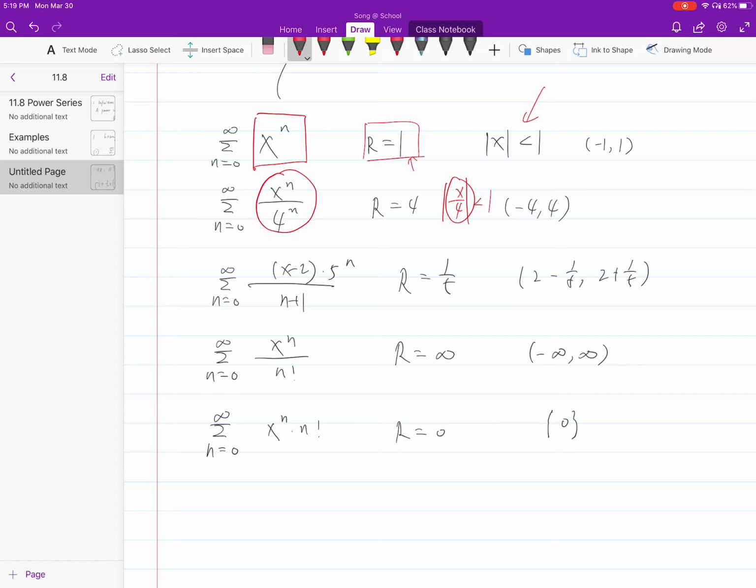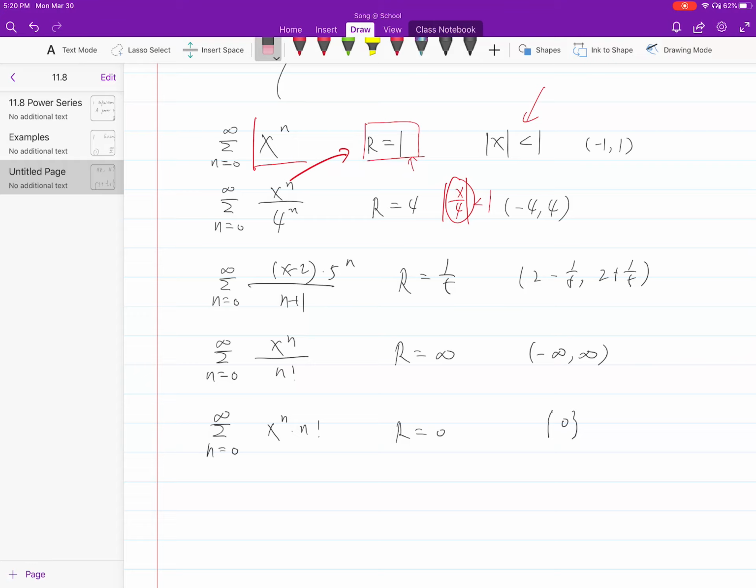In other words, if you put a 4 to the n on the bottom, what's going to happen? It's going to make the whole thing smaller. It's going to make it easier to converge. That means your x can behave a little bit naughtier than before, which was between negative 1 and 1. Now you can actually stretch to negative 4 and 4. You're still okay because your big brother is still helping you on the bottom.